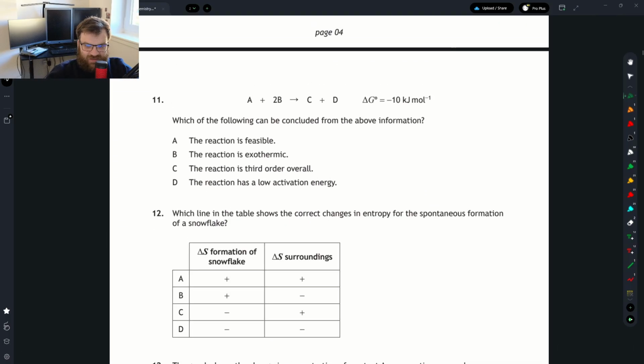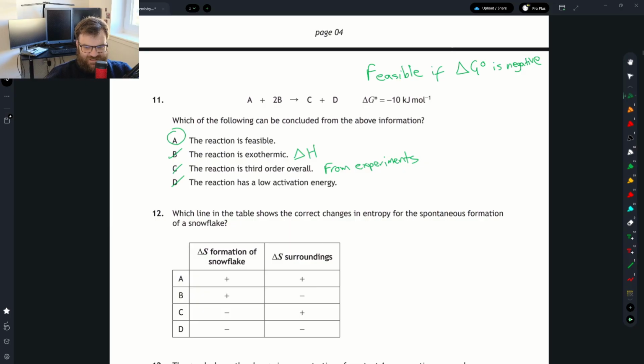Next one, we're asked about what information we can get from here. So a reaction is feasible if delta G is negative. So we have got negative, that'll be that there. There's nothing about delta H being told here, or if it's been favoured by an increase or decrease in temperature. We won't be able to tell that from there. Third order can only be from experiments, which again, we're not told here. And then the low activation energy, we are not told anything about the activation energy, so we can't tell that from there. So these things may well be true, but we can only tell it's feasible as delta G naught is negative.